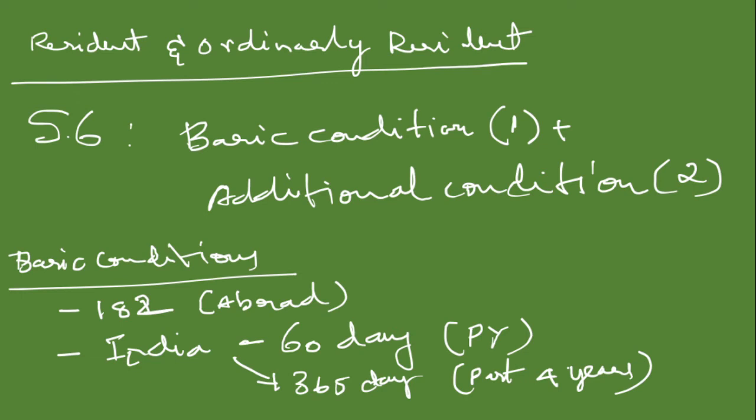Any one of these basic conditions should be achieved, because one basic condition is needed to determine whether he or she is a resident or ordinarily resident. And what is the additional condition? Let's see.